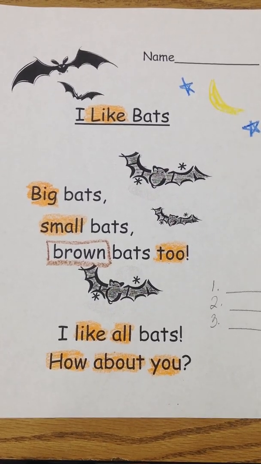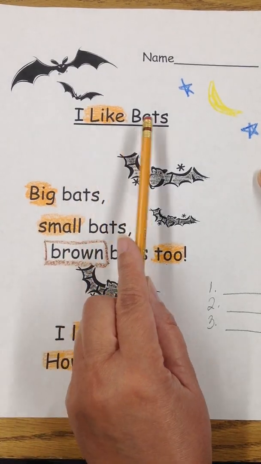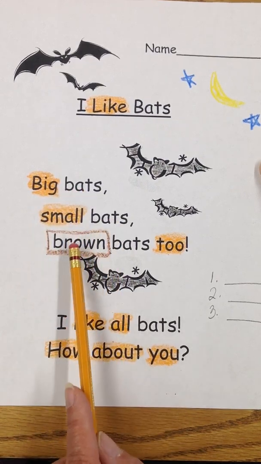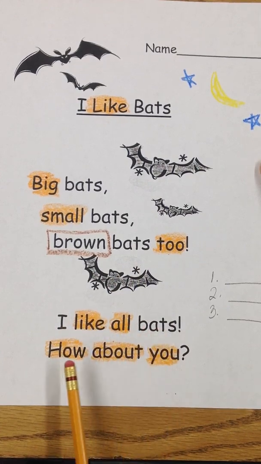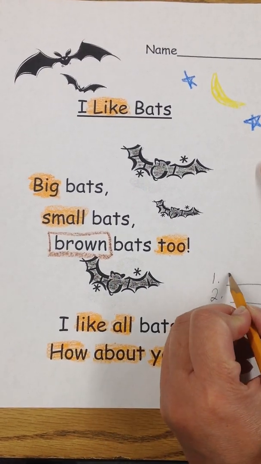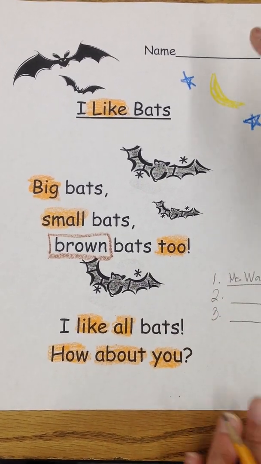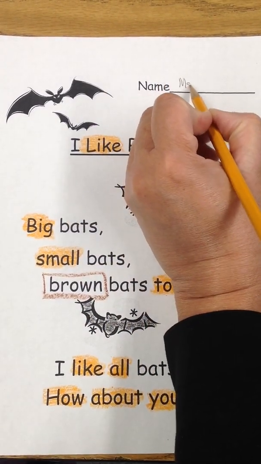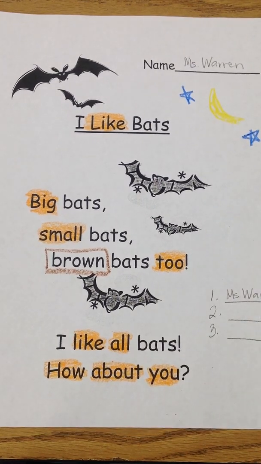All right, so let's read the poem again together. We're going to start at the title. It's called I Like Bats. Big bats, small bats, brown bats too. I like all bats. How about you? And so I read it to you guys, so I'm going to write my name and sign that I read it. And don't forget to put your name at the top. I forgot to put mine, but put your name at the top. So I'll put it now, but always make sure you put your name on your paper. And that's the poem, I Like Bats.